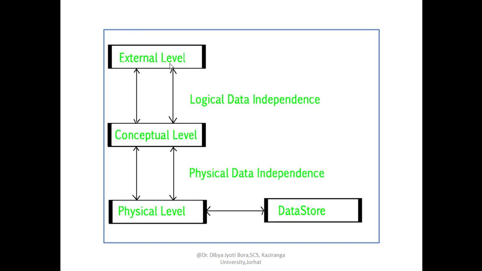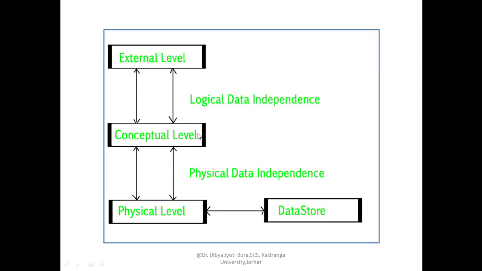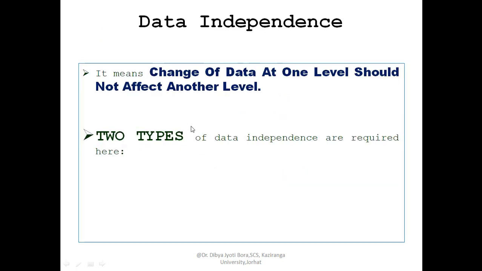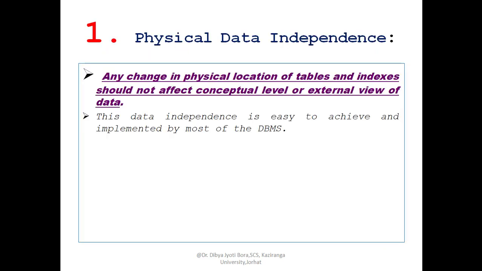Now we got the meaning of independent. Why are they independent modules? Because if some changes occur to the physical level, that should not affect the conceptual level badly, and if some changes occur to the conceptual level, that should not affect the external level. Clear? So we have two types of data independence: physical data independence and logical data independence. So first one is physical data independence.